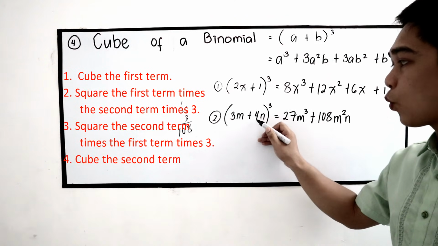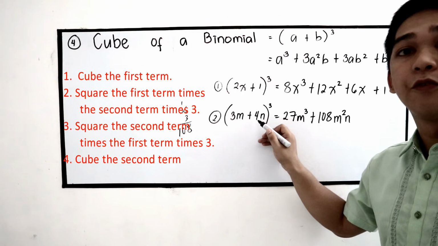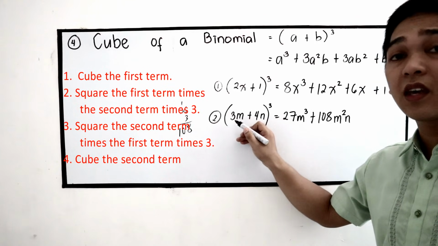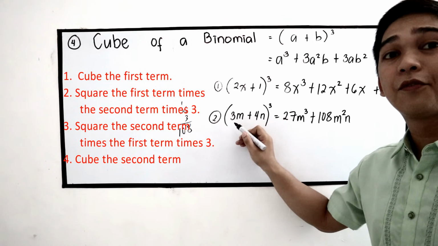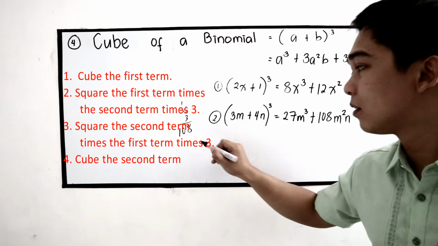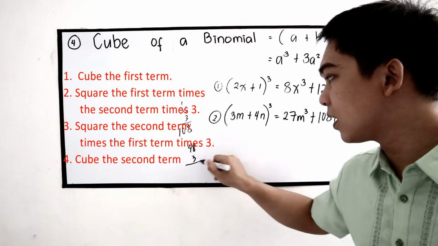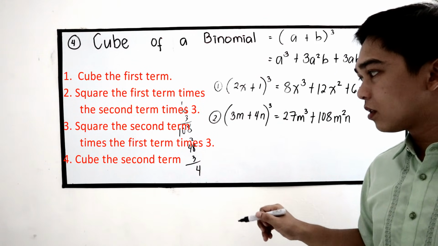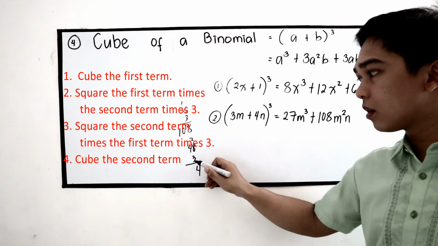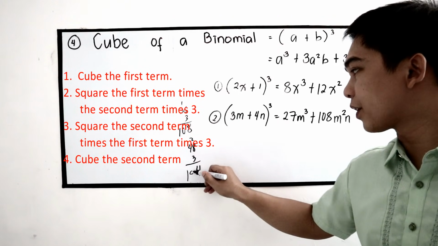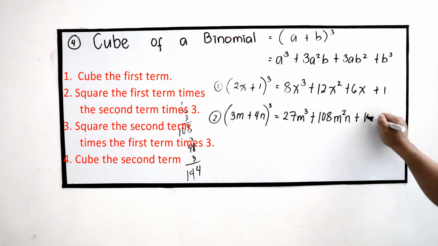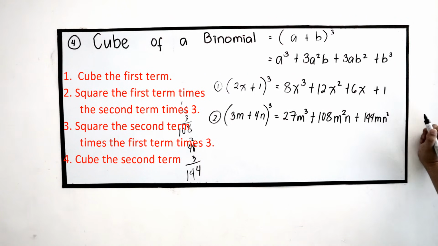Next, square the second term. 4 times 4, that is 16. 16 times 3, 48 times 3. So 48 times 3, 8, 16, 24, carry 2. 4 times 3, 12, plus 2, 144. So plus 144, the variable is m n squared.